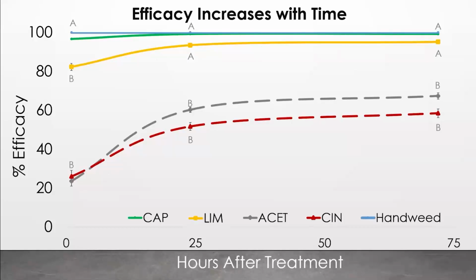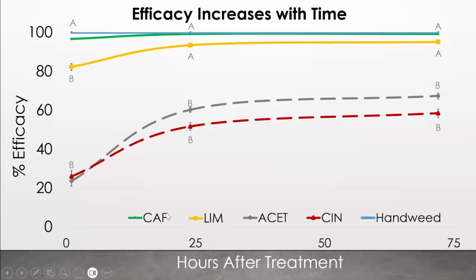This graph here depicts the burn down or the efficacy of these treatments as a percent on the left, with 100% being total kill with 0 green plant matter. And at each different point of viewing these damage after the herbicide was applied.